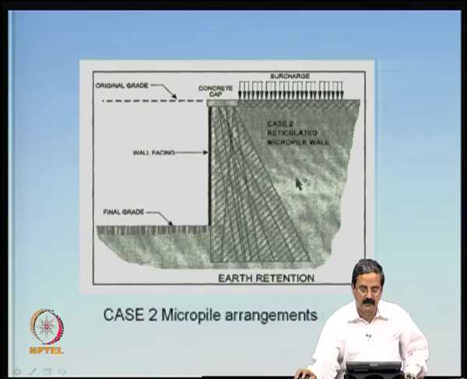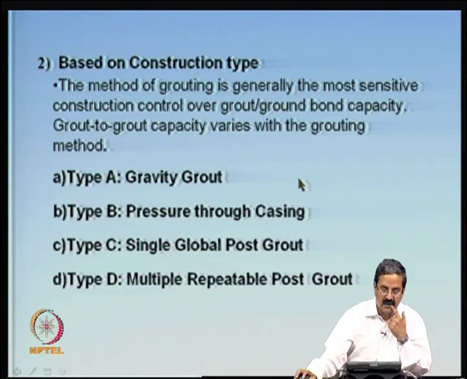So, this is based on the design. Then we have classification based on the construction type. The method of grouting is generally very sensitive to the construction control, and the ground bond capacity should be very good, and the grout to grout resistance capacity depends on the grouting method.